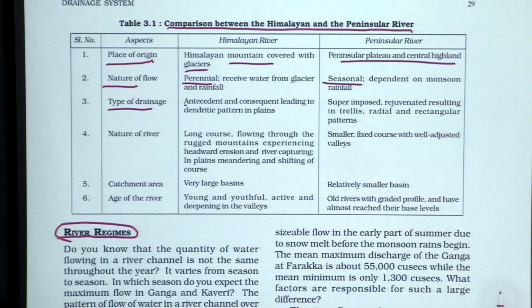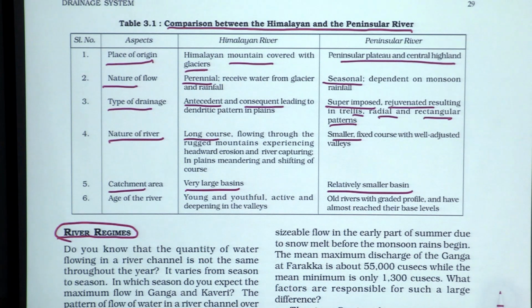Types of drainage are antecedent, which I have already talked about, and consequent. It is more of superimposed, rejuvenated, trellis, radial, rectangular patterns. Nature of river: long course, comparatively smaller. Catchment area: very large basin, relatively smaller, as we have otherwise seen. And the age of river, which we talked about in the last video. If I am a Himalayan river, I am a youthful river. I am more engaged in valley deepening, and these are more engaged in valley widening. So that difference can further be demarcated between these river systems.